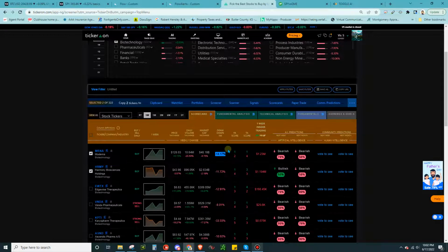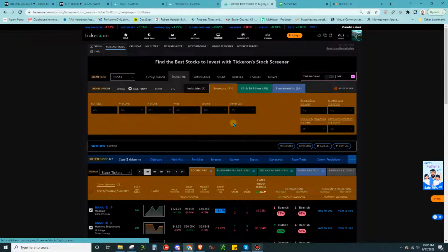We can also filter it by other things as well if you wanted to. There's buy and sell ratings here. There's the fundamental score. So a lot of cool things to play with. There's your technical scores. If you really wanted to get down into something very specific, something extremely bullish, like let's just see here.